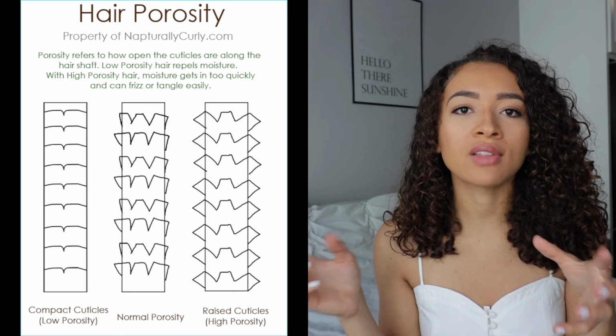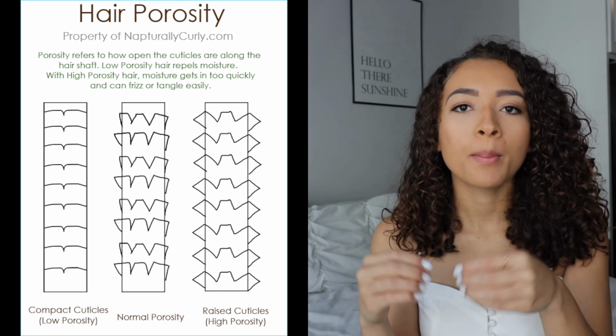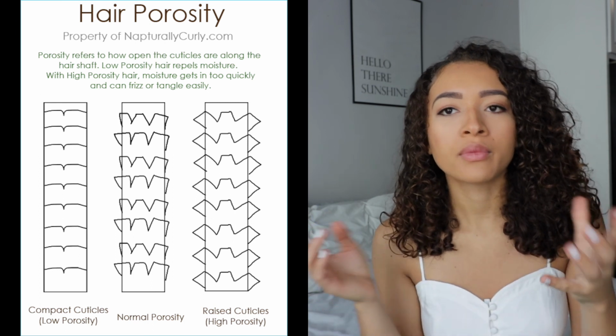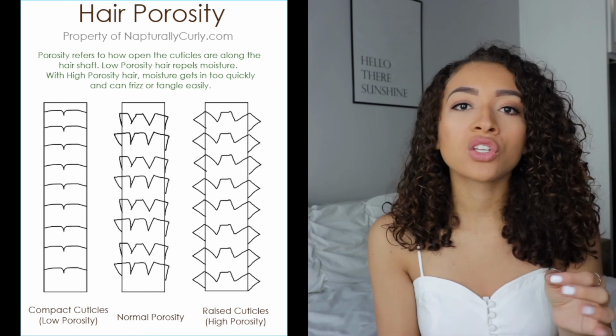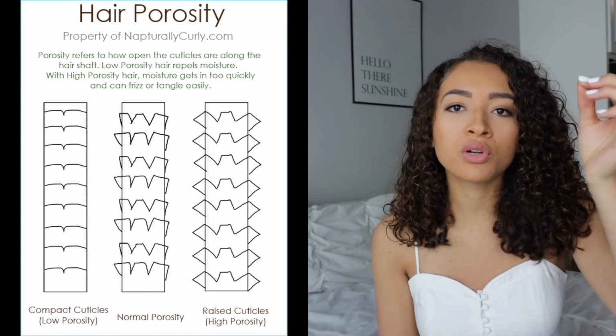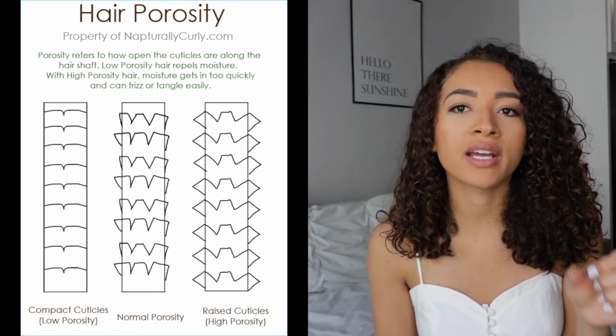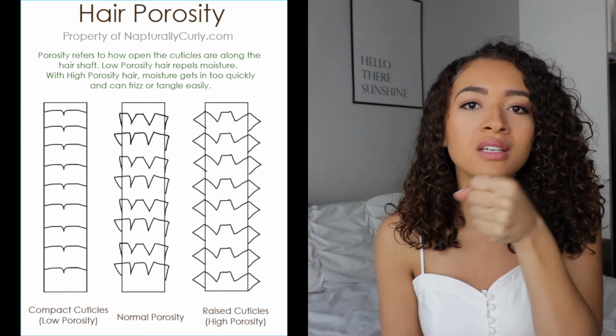The cuticle is open, allowing a lot of moisture to come in, but as fast as that moisture comes in, it can also leave just as fast. If your hair is low porosity, your hair cuticle is very smooth, meaning it is extremely hard for your hair to become moisturized because your hair cuticle is so tight, nothing wants to come in or come out, making your hair very susceptible to buildup.